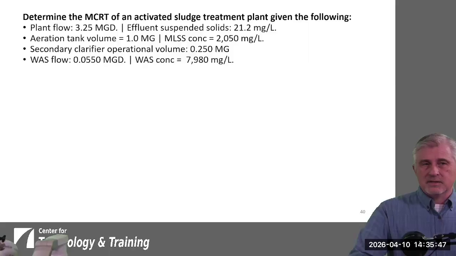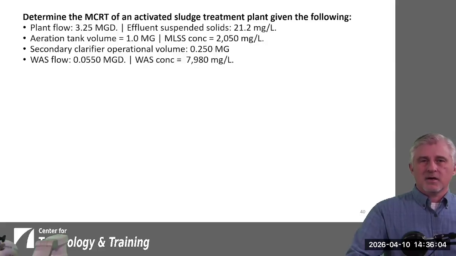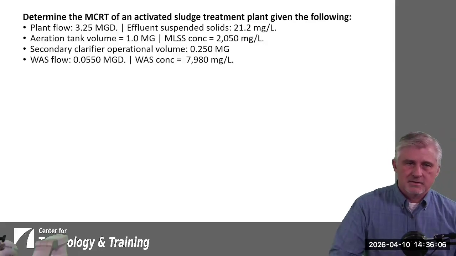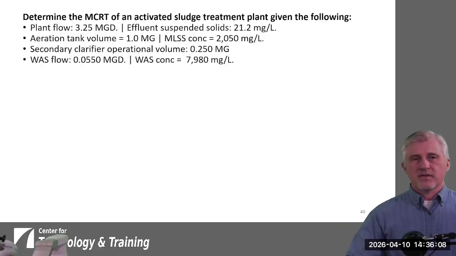We've got an MLSS concentration of 2,050 milligrams per liter, or parts per million. We've got a secondary clarifier operational volume of 0.25 million gallons. We've got a waste activated sludge flow of 0.055 million gallons a day. And we've got a waste activated sludge concentration of 7,980 parts per million. A lot of information.